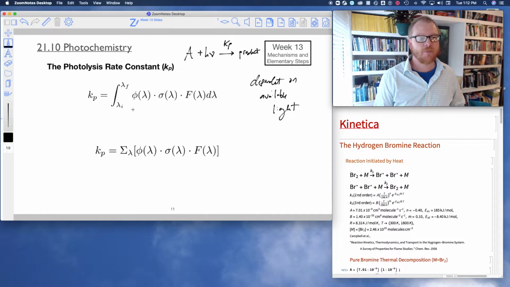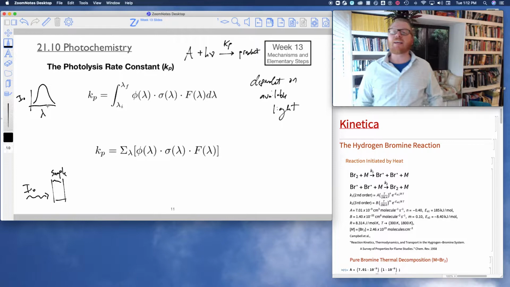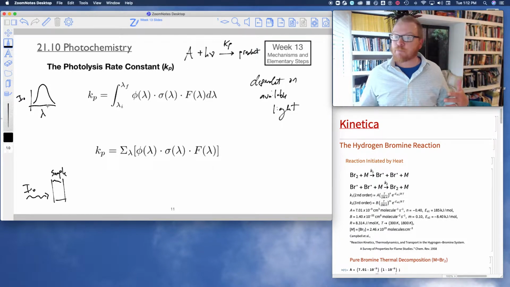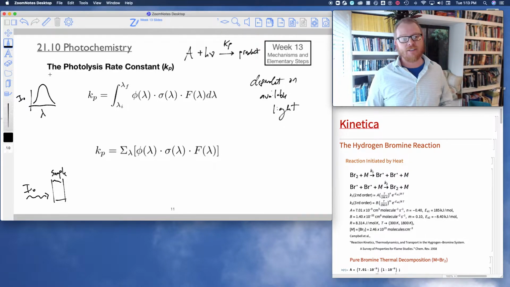So this first one assumes that you have a broad continuous spectrum. So for example, I'll call this I0 versus lambda. And maybe it looks something like this. And by I0, what I mean is my incident radiation to my sample. So this spectrum that I just drew up here would be the spectrum of my light source, not the spectrum of my molecules. Like what color light am I using? How much intensity is there?